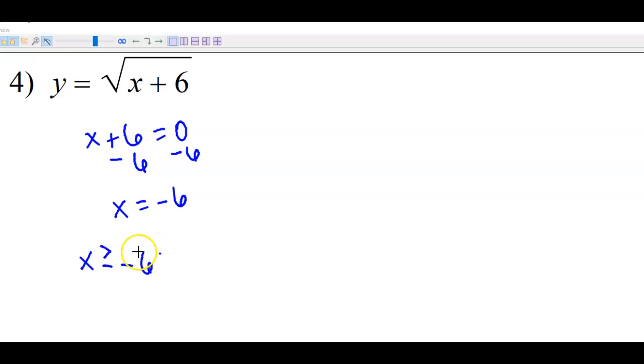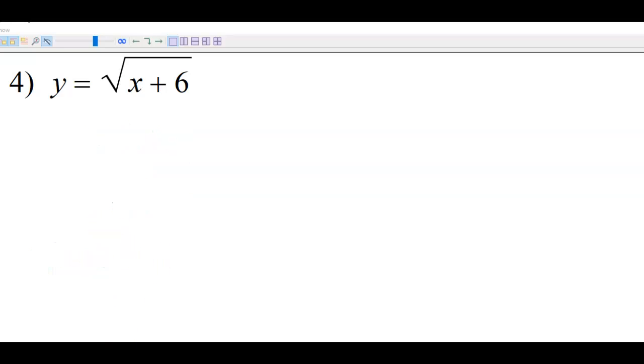Okay, so x has to be greater than or equal to negative 6, because if it gets less than negative 6, like if this were a negative 7, for example, then I would get negative 7 plus 6, which is negative 1 underneath the radical, which would be imaginary. So we don't want any imaginary y values here. We only want real y values. So as long as x is greater than or equal to negative 6 in this case, then y is going to be 0 or bigger. So that's what we're trying to do here. This is the domain of the function. The domain is any x value greater than or equal to negative 6. So let's try another one.